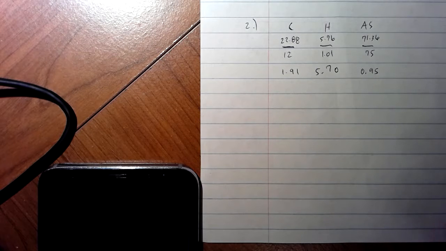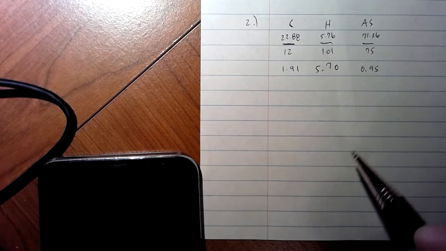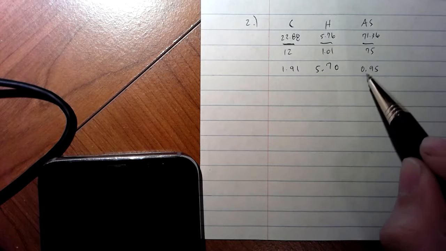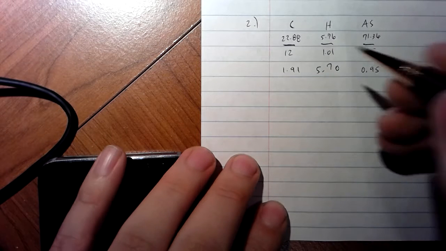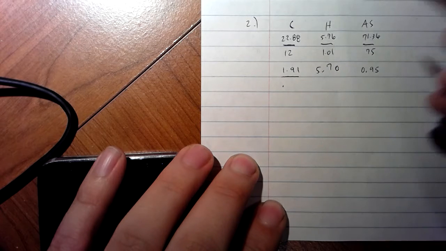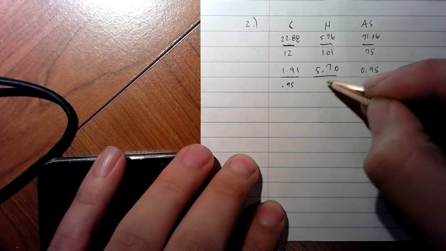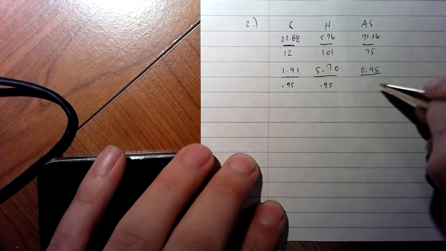Okay, so once we get these numbers, we want to divide the 3 numbers by the smallest one. So our smallest one is 0.95. So I'm going to divide all of them by 0.95. And these are the numbers that we'll be using for the empirical formula, unless we can't round them. If we get some messy decimals that we can't round, then we'll have to rewrite them by multiplying all of the numbers by an integer that will give us whole numbers. So let's see what we get here.